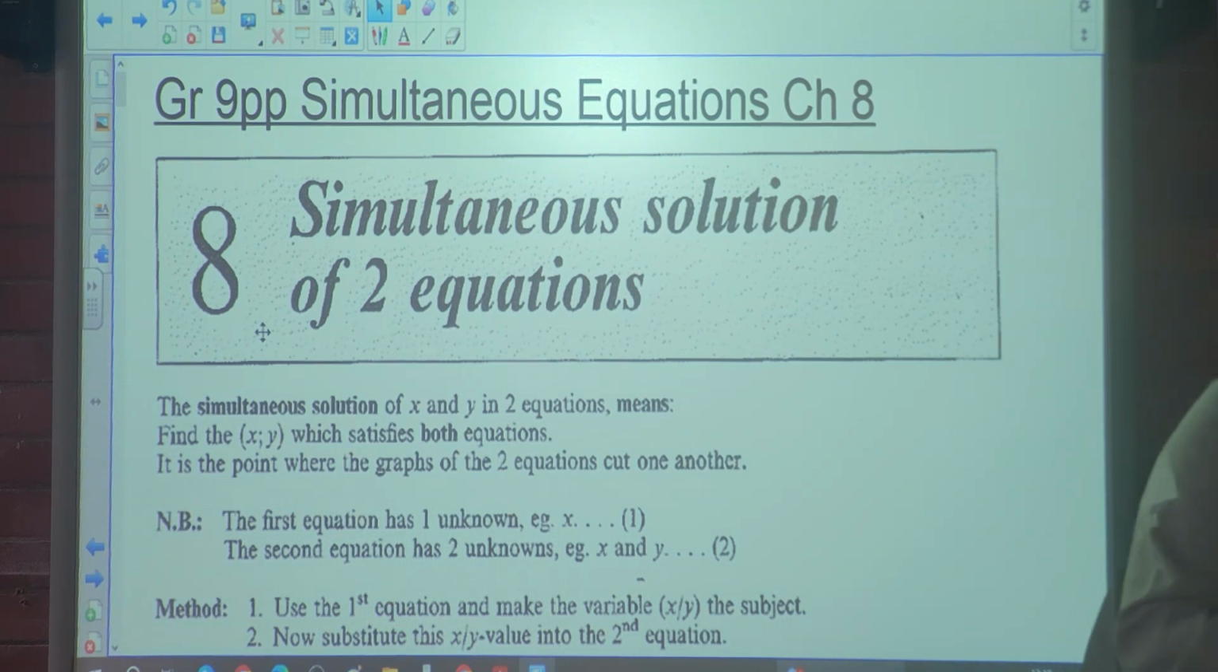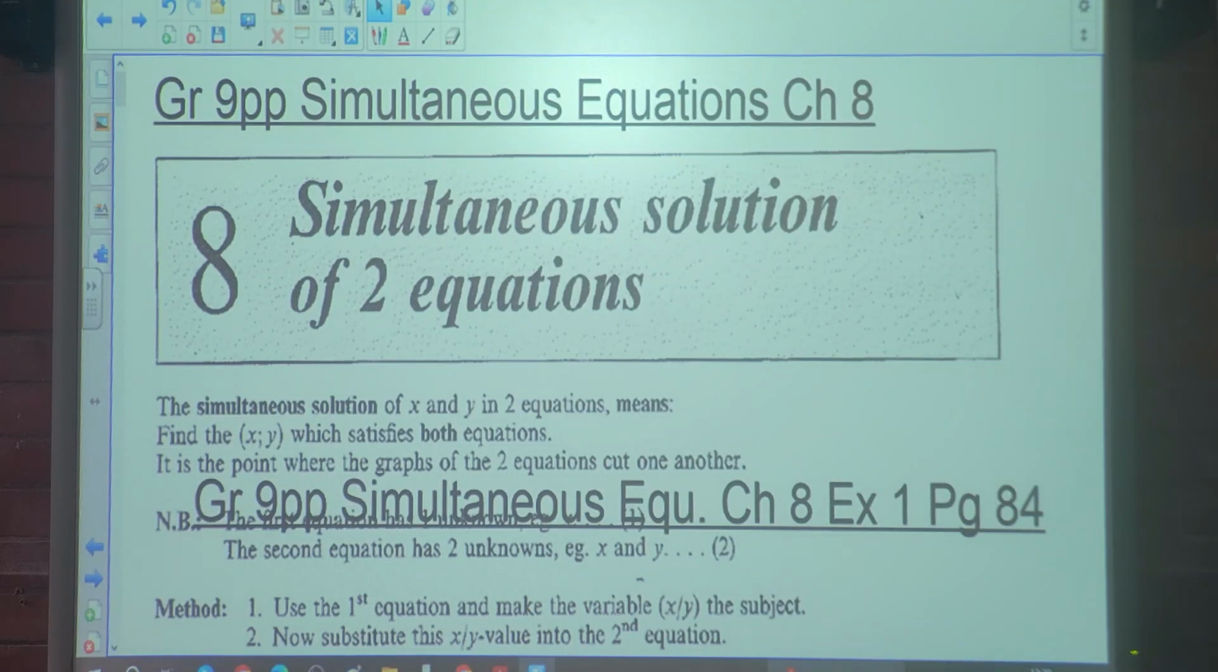So at this point we're looking at simultaneous equations, which is chapter 8.